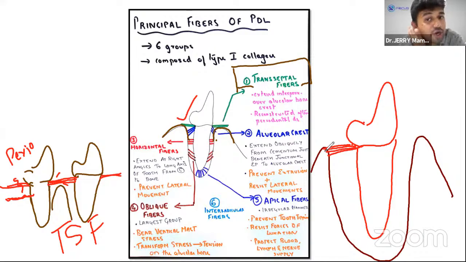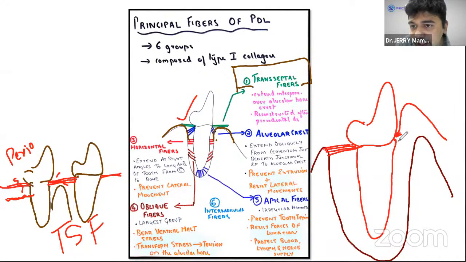Okay, I'm just going to repeat the alveolar crest fibers. Alveolar crest fibers extend from the cementum. This is your cementum here. Just beneath, so your junctional epithelium normally attaches here.